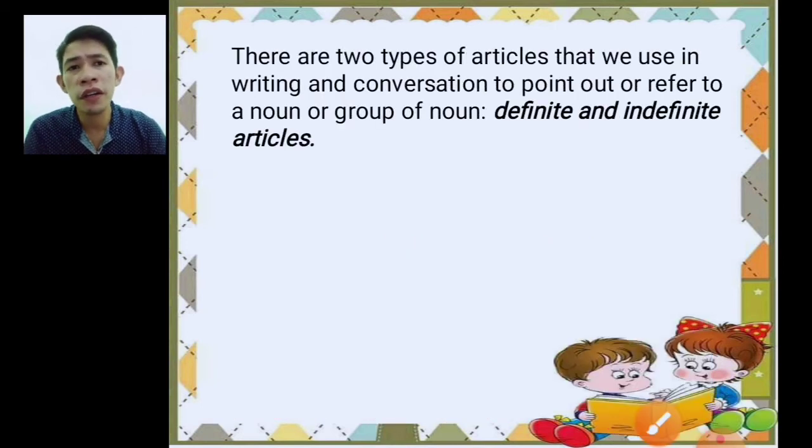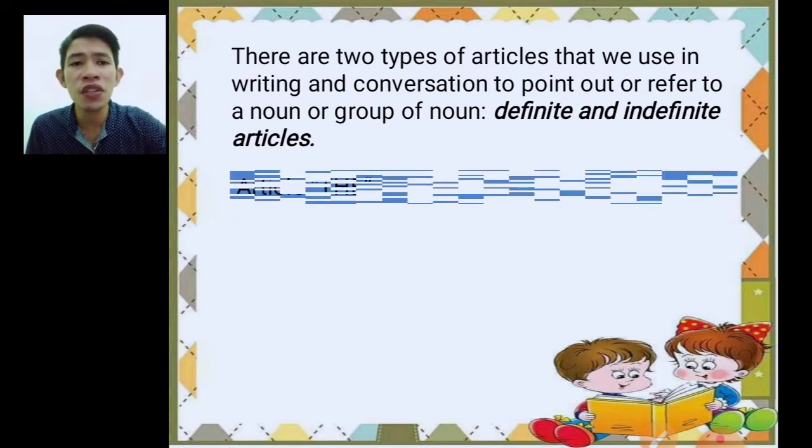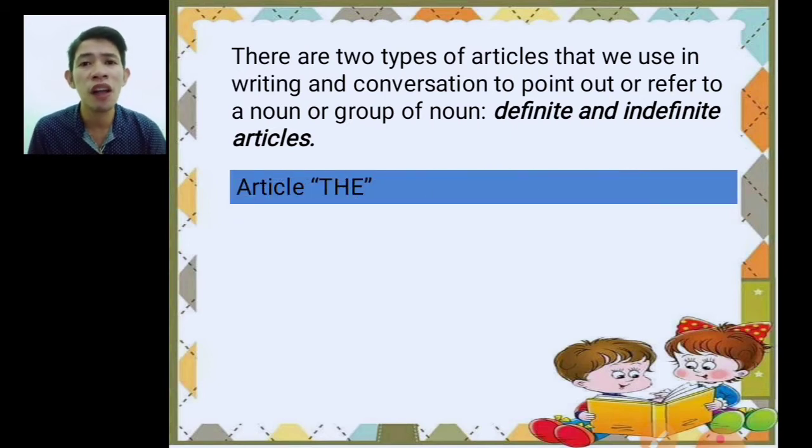There are two types of articles that we use in writing and conversation to point out or refer to a noun or a group of nouns. And these are definite and indefinite articles. So let's start discussing the article the.